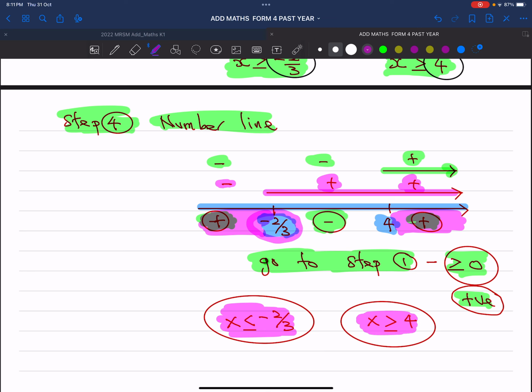I like to remind you, for negative 2/3, our positive is on the left hand side, less than. Positive on the right hand side of 4, more than. So our final answer, x is less than or equal to negative 2/3, or x more than or equal to 4.